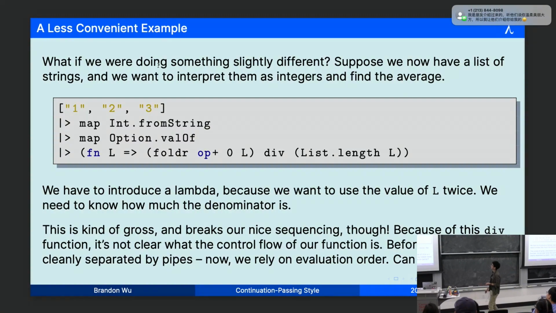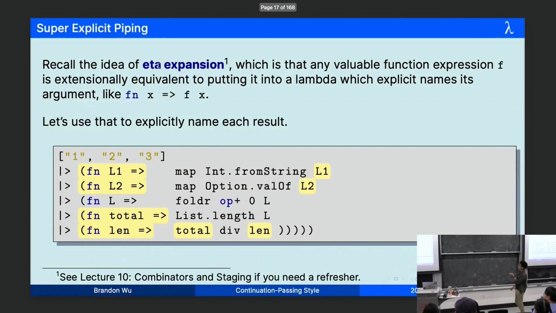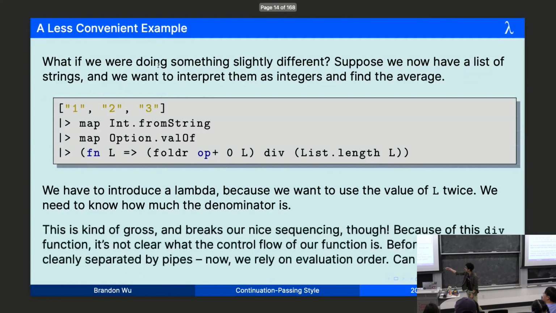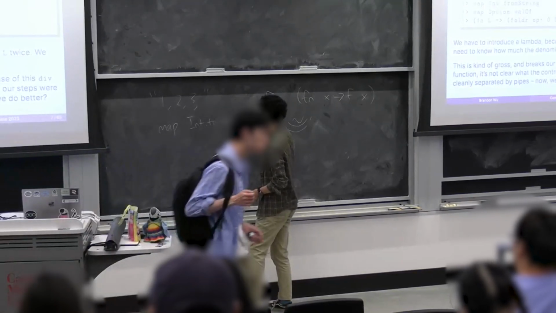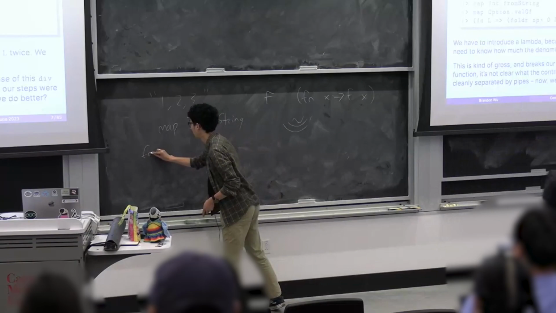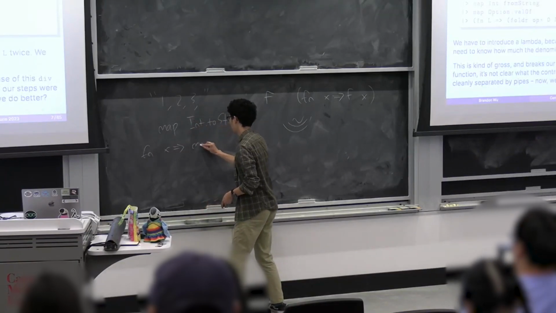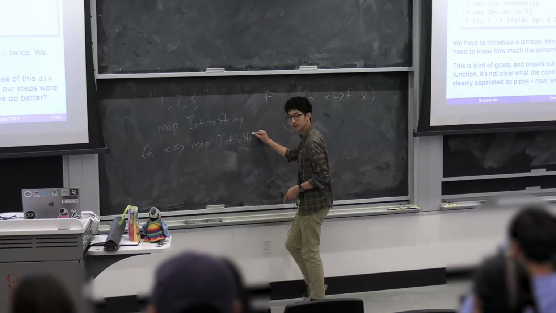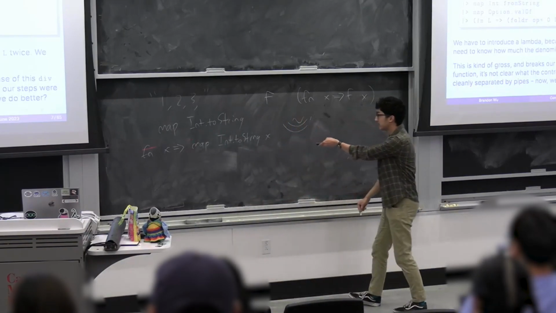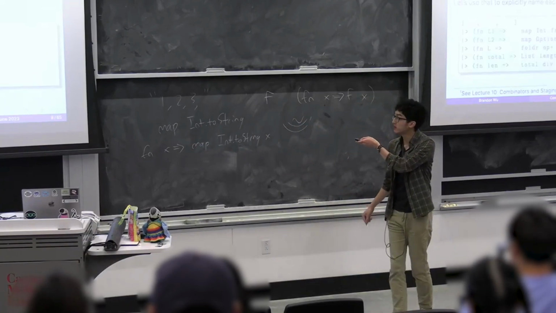We're going to use this to call everything a lambda. And this looks scary, okay? So let's work through it, all right? What I have done is I have taken each previous line, and I've explicitly turned it into a lambda expression. Instead of map Int.toString, we know that this is actually extensionally equivalent to a lambda expression, fn x goes to map Int.toString x, right? This is extensionally equivalent. So I can just translate this to that by referential transparency. So that is all I've done.